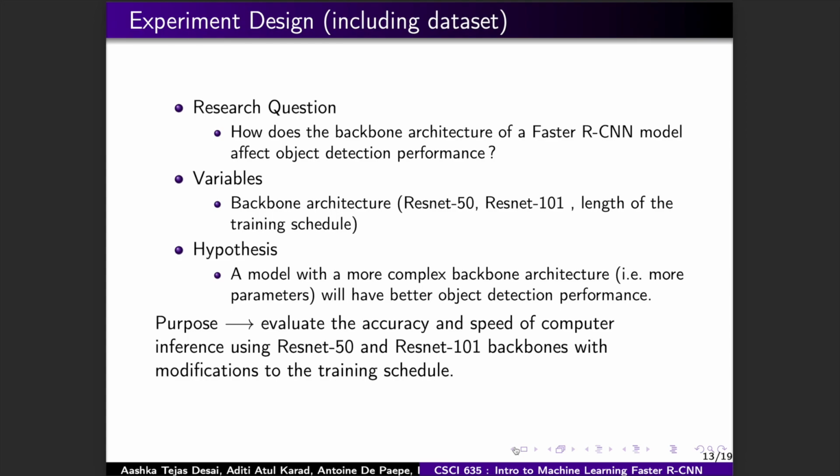Our research question is, how does the backbone architecture of a Faster RCNN model affect object detection performance? To answer this question, we varied the backbone architecture of our model, specifically using ResNet 50 and ResNet 101, and modified the length of the training schedule. Our hypothesis is that a model with a more complex backbone architecture, that is, a model which has more parameters, will have better object detection performance. We evaluated the accuracy and speed of our model using these architectures.